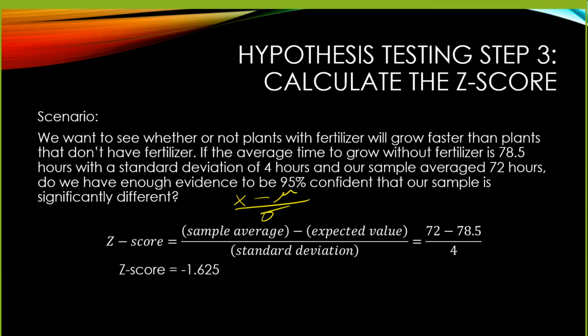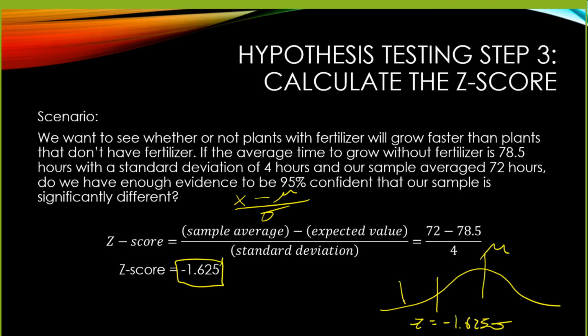Okay, so we get our z-score. I've got our z-score of negative 1.625. And then I can use that to get our probability that a plant with that z-score or less, a z-score of negative 1.625 standard deviations below average, would happen by random chance. So this is the probability that you would randomly get a plant that grows faster than our sample.